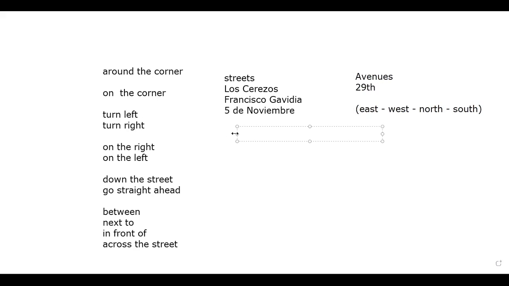Okay, so let's see another avenue. Well, we have Roosevelt Avenue, right? Usted ahí en San Salvador creo que también hay, like Roosevelt Avenue. Another avenue that you can mention to me.